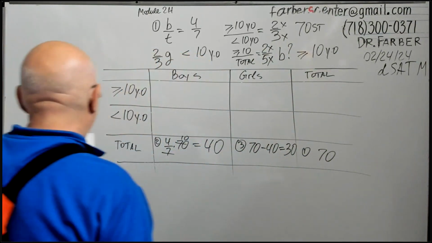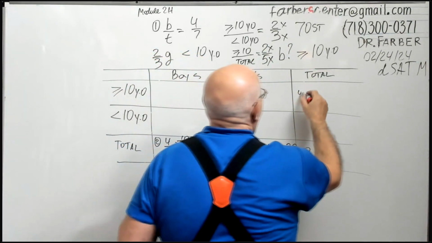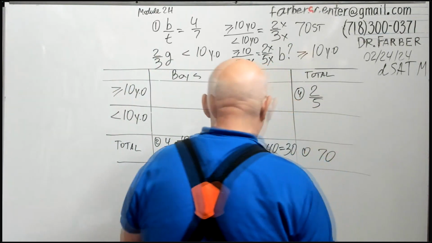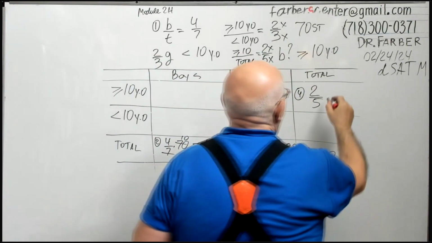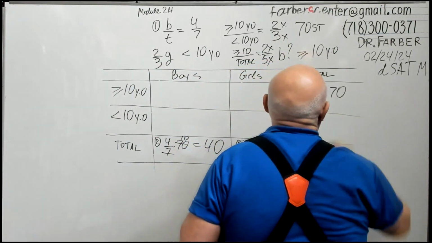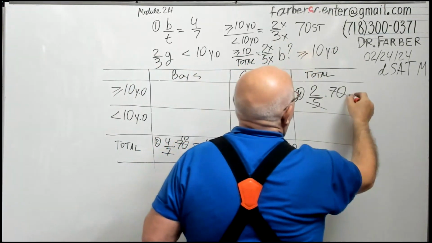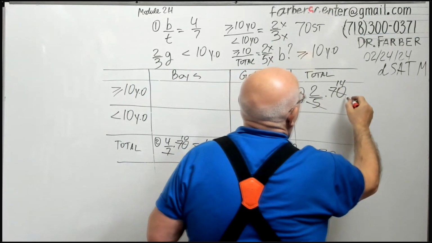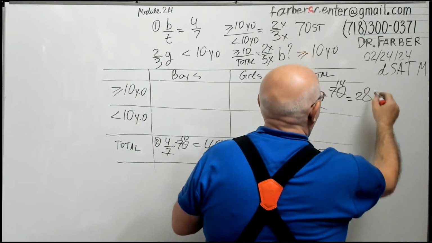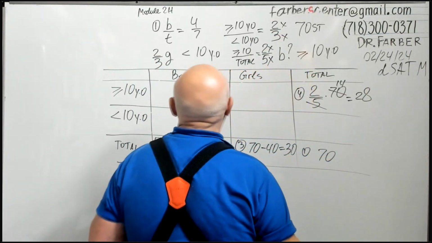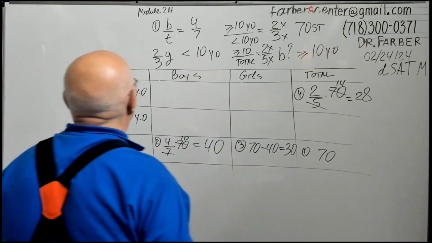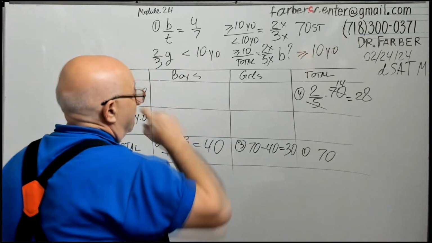So far, so good. That's why in step number 4, I use 2/5 of total, which is 70. And 5 goes into 70, 14 times. 14 times 2 is 28. What is the total of students who are greater or equals 10 years old? Step number 5.